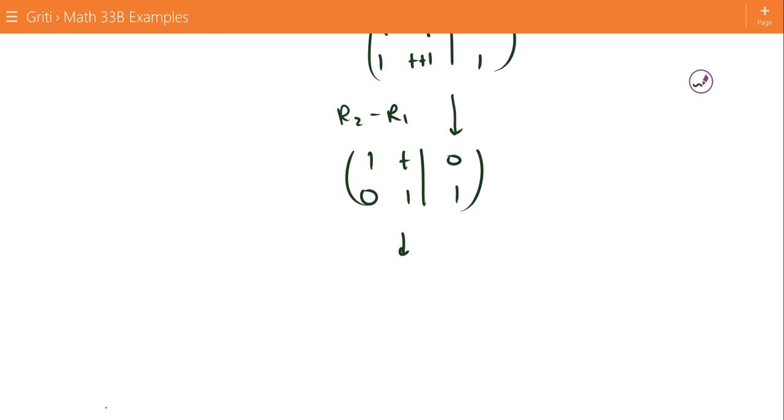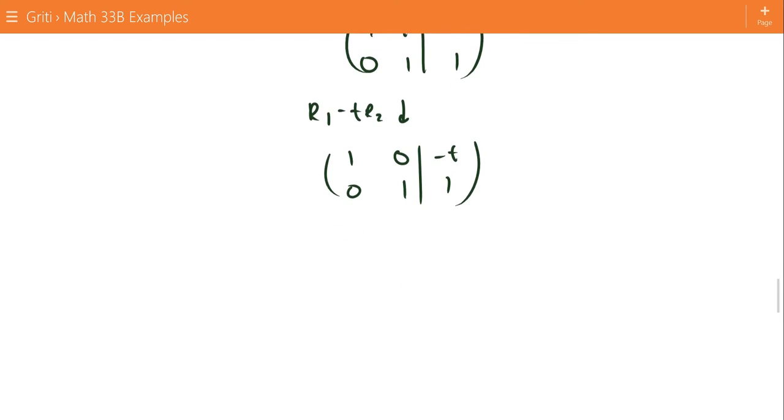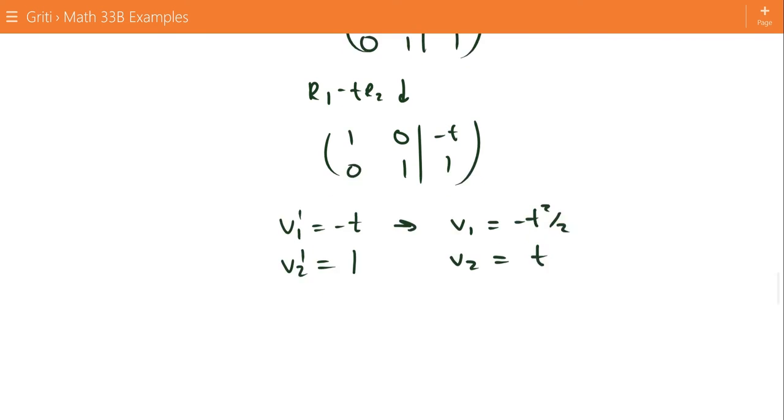And now we just need to take r1 and subtract t times r2 from it, which gives us 1, 0, negative t, and 0, 1, 1 across the bottom. So this gives us v1 prime equals negative t, and v2 prime equals 1. Integrating these, we get v1 equals negative t squared over 2, and v2 equals t.